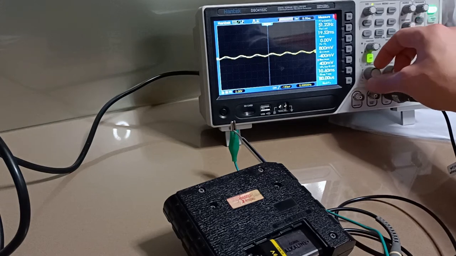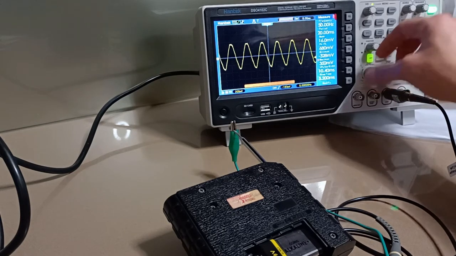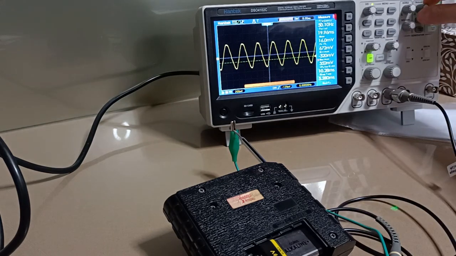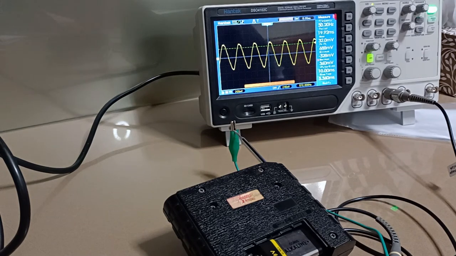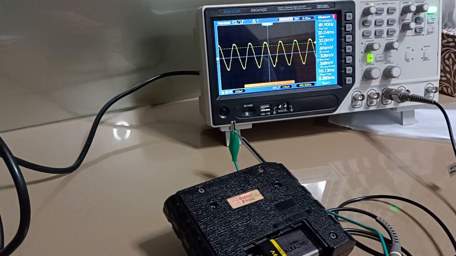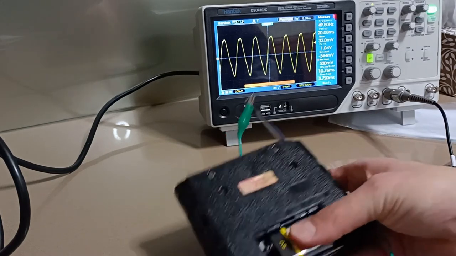We can see some sort of signal going on there, and if I increase the size of it by varying the voltage setting, we can see that we've got a 50 hertz sine wave going on, and that's probably just background noise from all of the power in the building. Let's see what happens now when we turn on this unit.